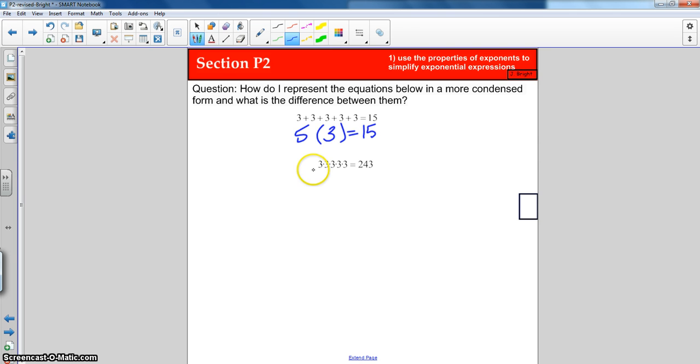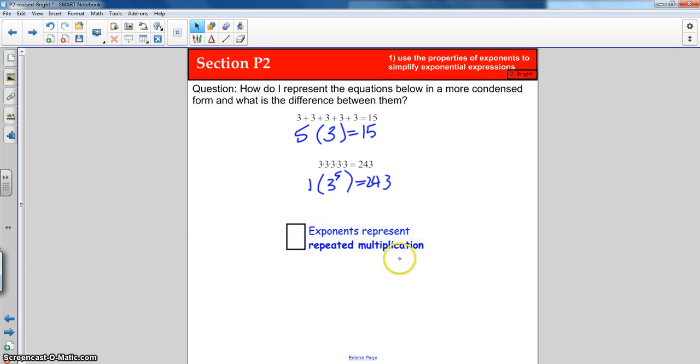Now down below here, this is all one group. I don't have it separated by addition. I have multiplication in between the 3's. So I can write this as one group, but then I have 3 occurring, and I want to represent this multiplication by 3 5 times. To do that, I actually use an exponent. So it's one group of 5 3's being multiplied together, and this is 243. So the idea of exponents really is that exponents represent repeated multiplication.